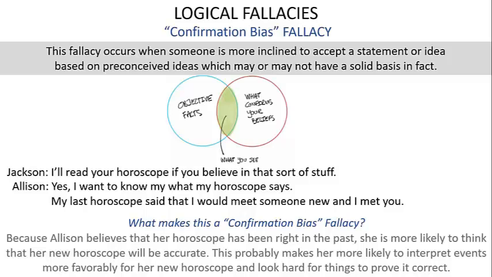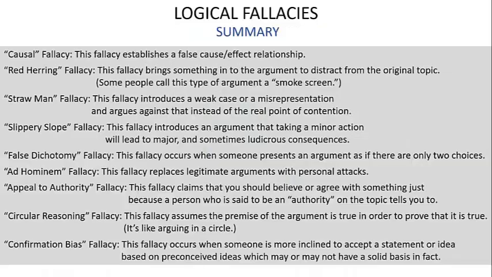Just to look at them all at once, we have the causal fallacy, the red herring fallacy, the straw man fallacy, the slippery slope fallacy, the false dichotomy fallacy, the ad hominem fallacy, the appeal to authority fallacy, the circular reasoning fallacy, and the confirmation bias fallacy. We're not going into huge detail on this, but when you see a scenario, you should be able to identify which one of these fallacies best describes it.